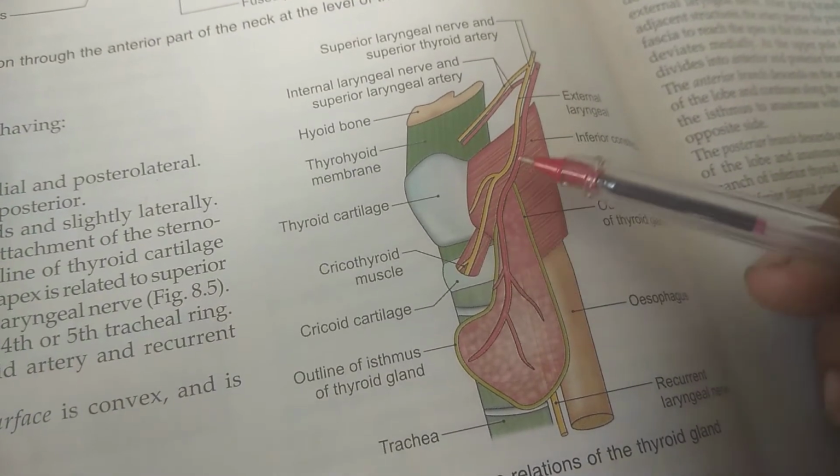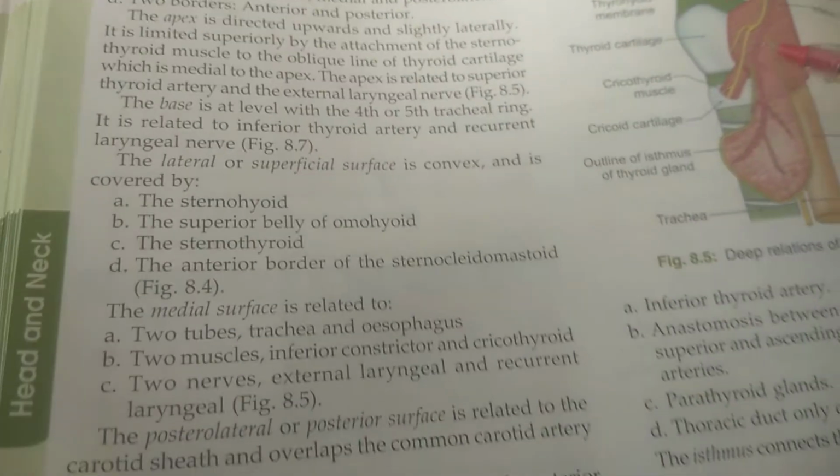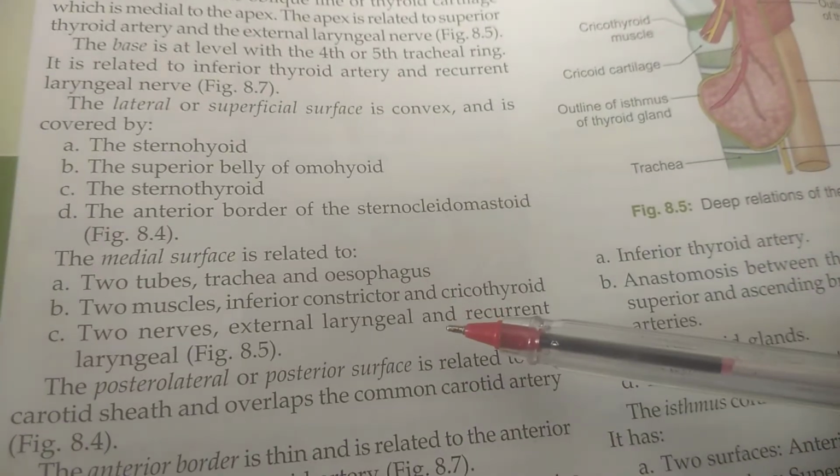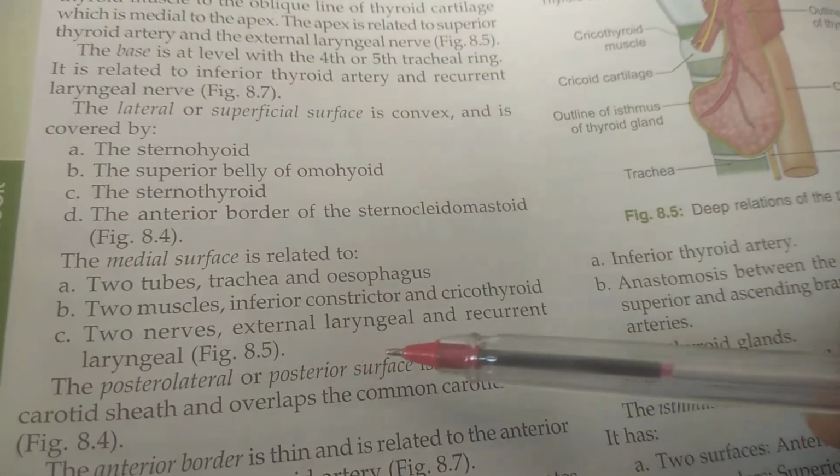So this is the cricothyroid muscle and this is the inferior constrictor muscle. These two muscles are related to the medial surface. And the two nerves, the external laryngeal nerve and recurrent laryngeal nerve, which I have already shown you in the last figure.